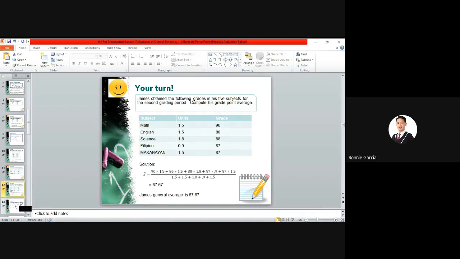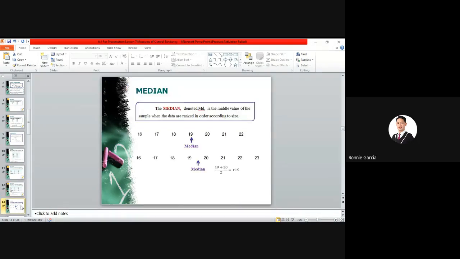So I think that's all about the mean. So we have mean and weighted mean only. That's the first measure of central tendency. The second measure of central tendency is the median.